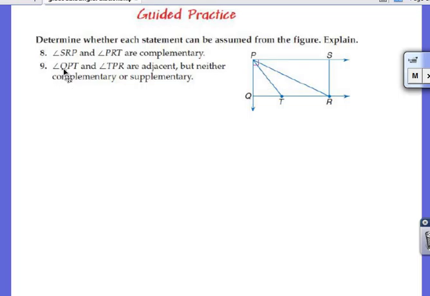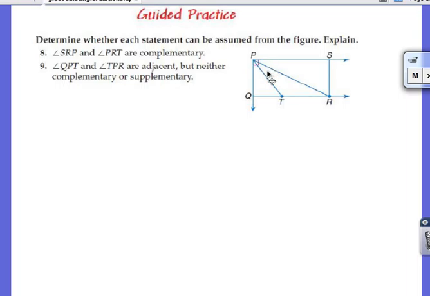All right. Now it's asking angle QPT and angle TPR are adjacent. Remember, adjacent means they share a side and the vertex, but are neither complementary nor supplementary. Well, that's possible. The only place complementary is here. So let's see if that works. So QPT, that's this angle. And TPR, that's this angle.